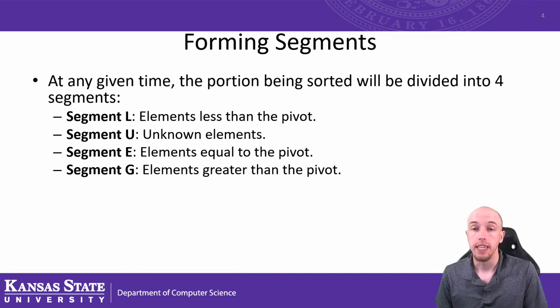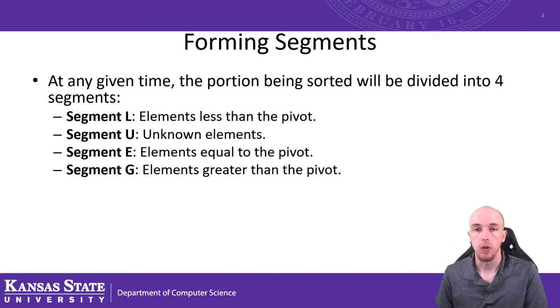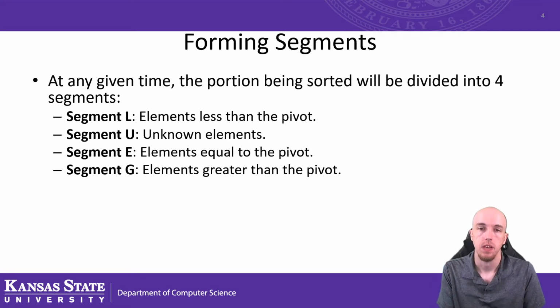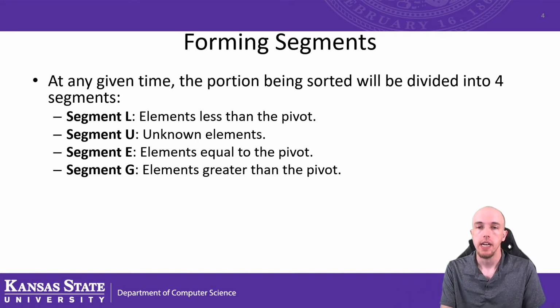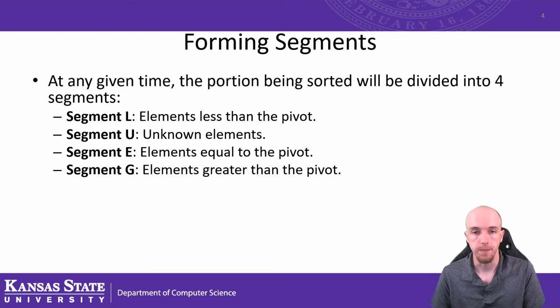To work with segmenting out our portion, we need to also maintain 3 indices. So for the less than segment, we're going to watch the index that immediately follows that segment, so the element immediately after. Then the other 2 indices: one for preceding segment E, so we'll watch the element right before segment E, and then we'll also watch the element right before segment G.